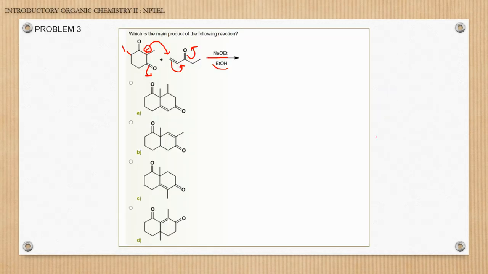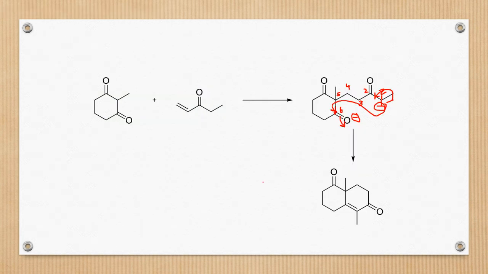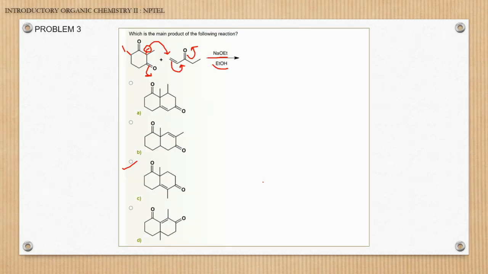So tell me which is the right answer, which is the correct option? Option C. Basically a Robinson annulation is taking place. First of all, Michael addition followed by aldol condensation. So this is a Robinson annulation, a name reaction which takes place here to generate a fused six-membered ring system. So is it clear to all of you?